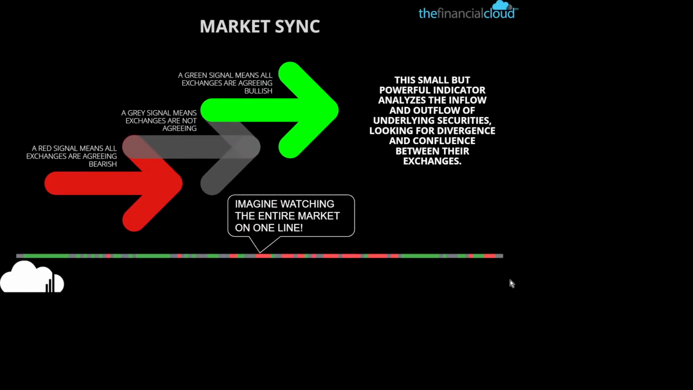Now we finally can get into our market sync a little bit. This small but powerful indicator analyzes the inflow and outflow of underlying securities, looking for divergence and confluence between their exchanges. I know that sentence is a mouthful, but the way to think about it is we're giving you the trend of the entire market down on a stock by stock level on a single readout line. Is that reversal good? Is that reversal bad? This line will tell you.